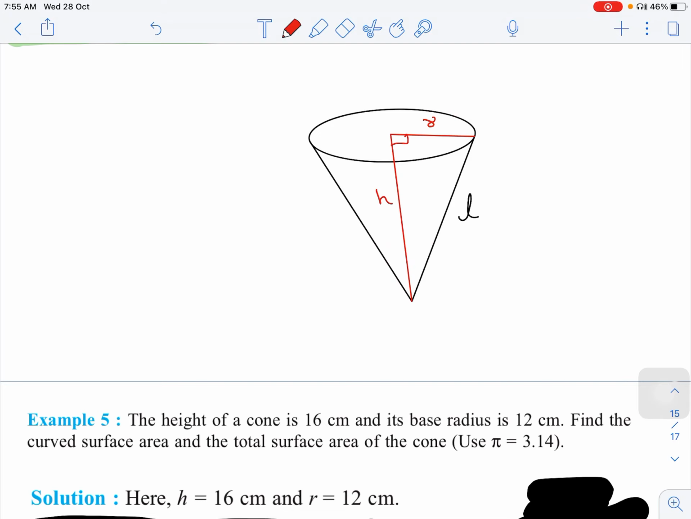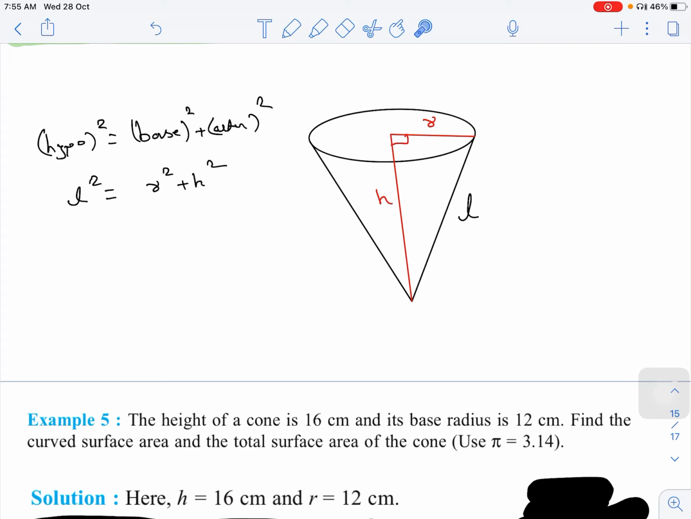So we have learned earlier about a theorem, that is Pythagoras theorem. In that we have learned that hypotenuse square equals base square plus altitude square. So what is our hypotenuse in this triangle? That is the slant height. So we can write L square equals, now base is radius, so we can write it as R square plus H square.